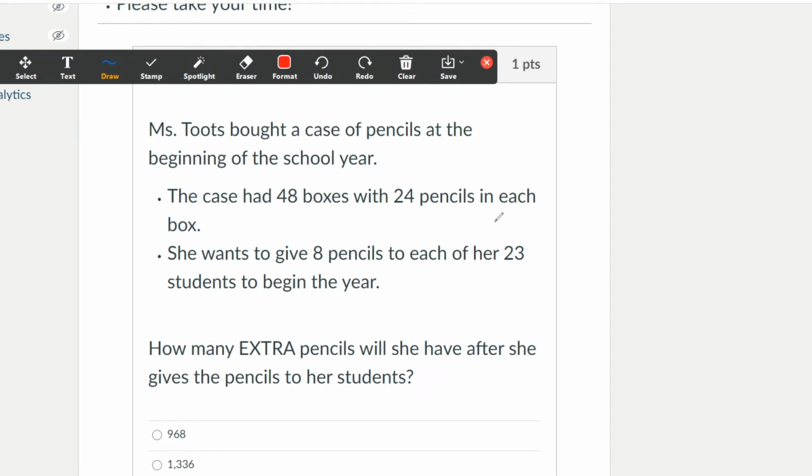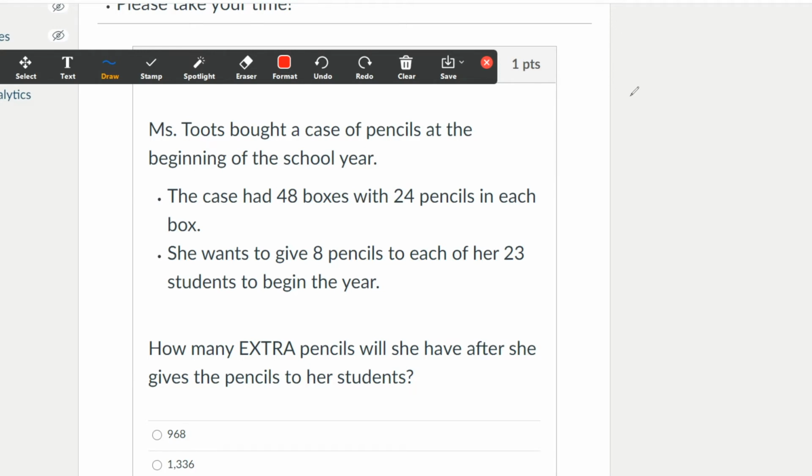Well, this sounds like she bought way too many pencils. So let's figure out how many pencils she has first. She has 48 boxes with 24 pencils in each box. So I probably have to multiply those two to figure out how many pencils she has. And then she wants to give away 8 pencils to each of her 23 students. So I'll probably have to multiply those two as well and then take it away from the amount she has.